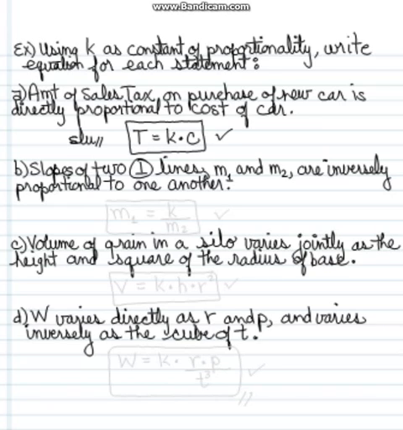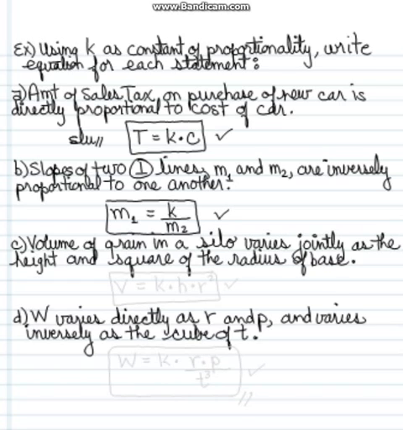Next, we have the slope of two perpendicular lines, M1 and M2, being inversely proportional to one another. So it's the constant K divided by, it's the first one, M sub 1, is equal to the inverse, 1 over M2 times the constant K. So it's M1, the slope of the first line, equals K over M2, because M1 is inversely proportional to M2. And of course, our constant of proportionality is the K again.